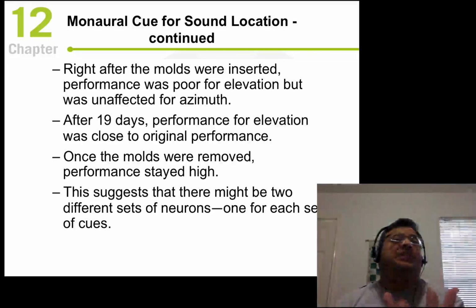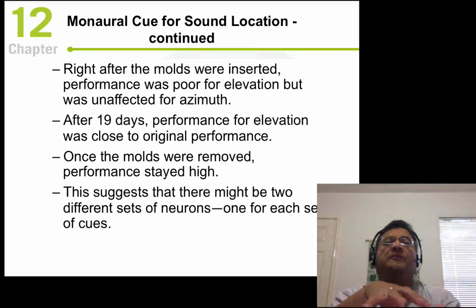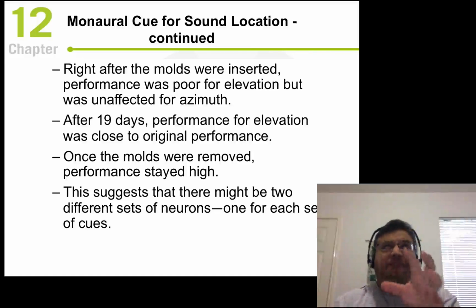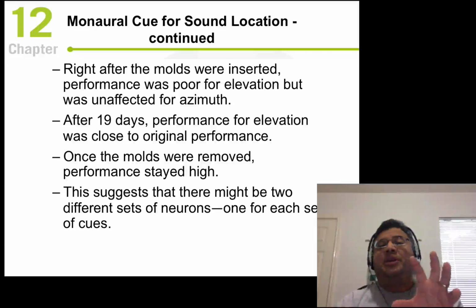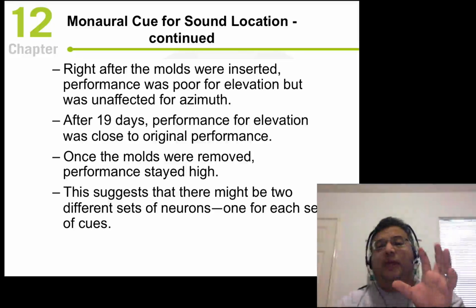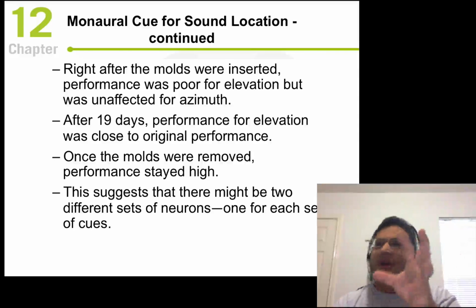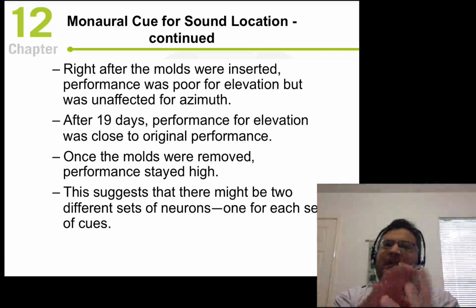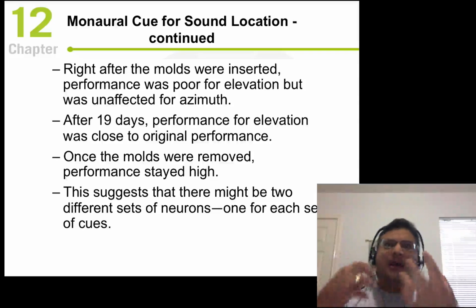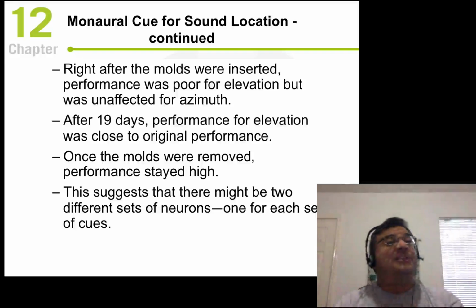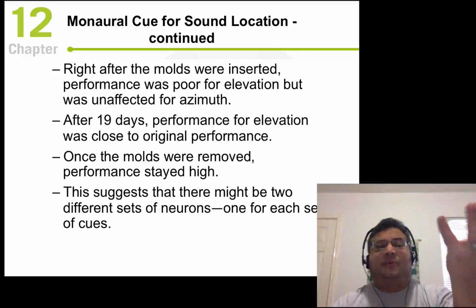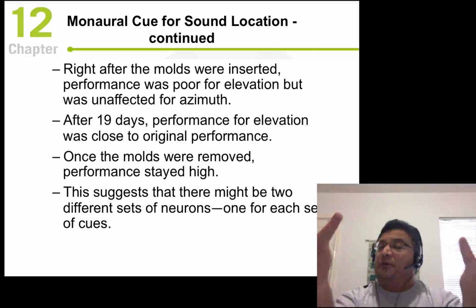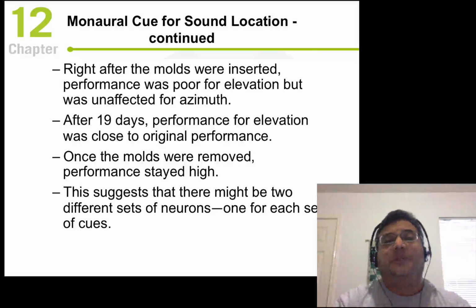If one set of neurons was responsible for analyzing both the above and below sounds, you wouldn't expect people to perform well after we took away the molds, because it would take those neurons a while to readapt, right? You would think, oh, they have to readapt. The mold came out, now they have to go back to the way they were before. That doesn't happen. What probably happens is one set of neurons picks up the task for one situation and another set of neurons or a neural circuit picks up the task for another situation.